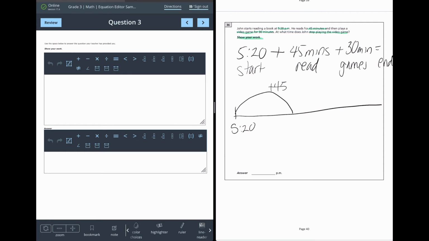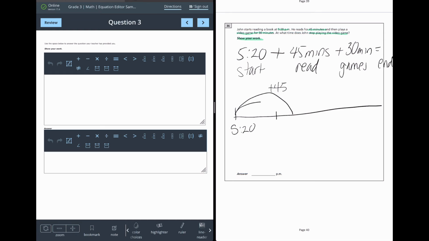But I know that's going to be past 6 o'clock because 5:20 plus 40 minutes gets us to 6 o'clock. So how many more minutes is that? So 40 minutes. So if I add 5 more minutes, I get to 6:05. So this is the time he finishes reading. And then I'm going to add 30 minutes. And that's easy. I can do that in my head. That's 6:35. So that's the time it ends.